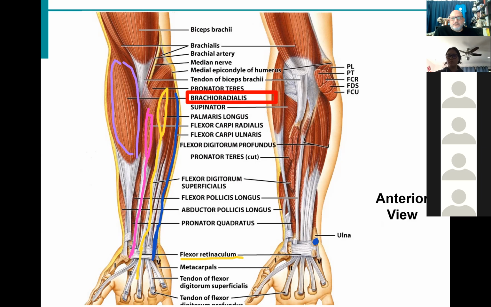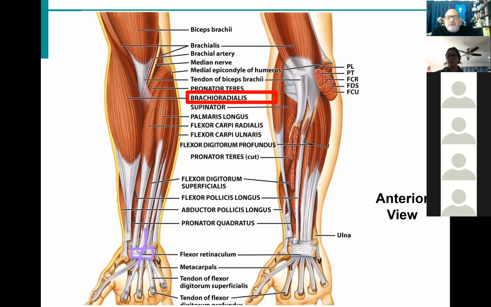So the flexor retinaculum is always on the anterior side. That'll be because it stabilizes the flexors, whereas the connective tissue on the back stabilizes the extensors. Okay. And notice your textbook shows it even better than the model. Here we clearly see on the anterior side that connective tissue that stabilizes most, not all, because notice the palmaris longus is on top of it, but most of the tendons for our flexors of the hand.